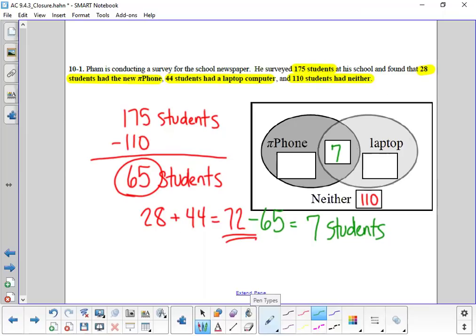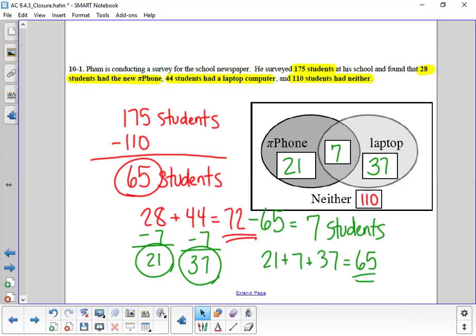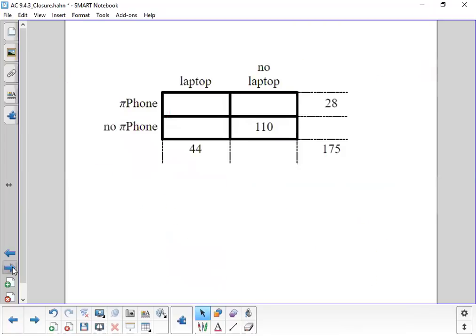So that means of the 28 that had a PiPhone, I can subtract 7 and I will get 21 students. So that's what goes in here. And then of the 44 that had a laptop, I can subtract 7 and I will get 37. So that is what's going to go in here. And now if I do 21 plus 7 plus 37, that should equal 65. All right, so that's how we do that for a Venn diagram.